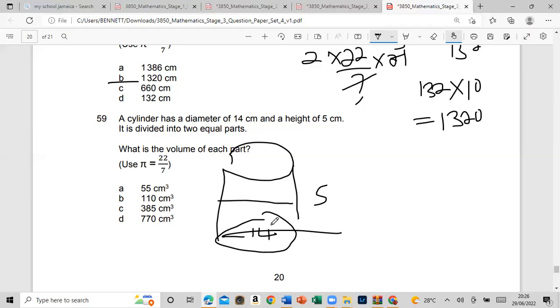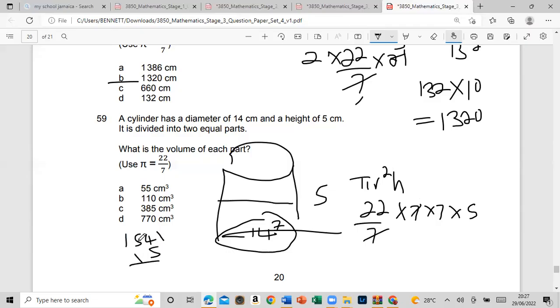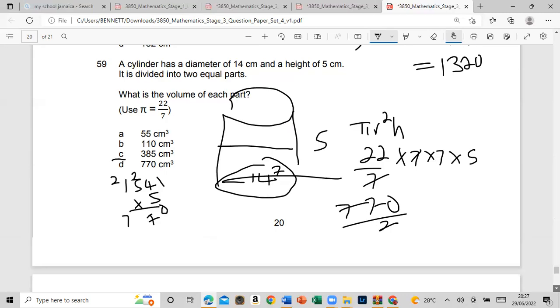All right, so the volume is pi r squared times h, right? So pi, 22 over 7, times 7 times 7 times 5. Find the value of everything and then divide it by 2. You see, it's 154 times 5. 5 times 4 is 20, 5 times 5 is 25 and that's 27, 5 times 1 is 5 and that's 770. So everything has 770, divided by 2.